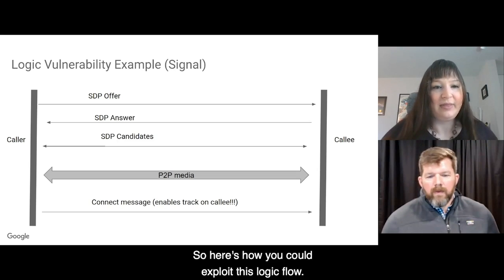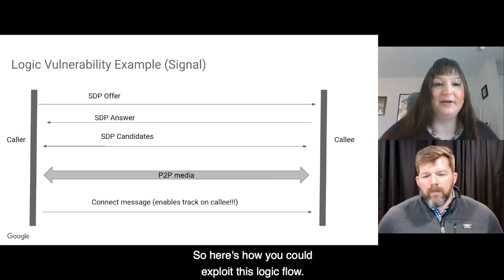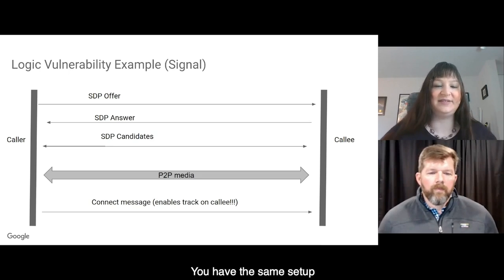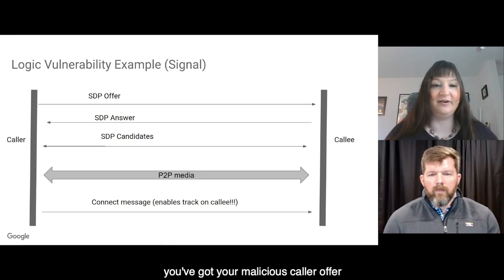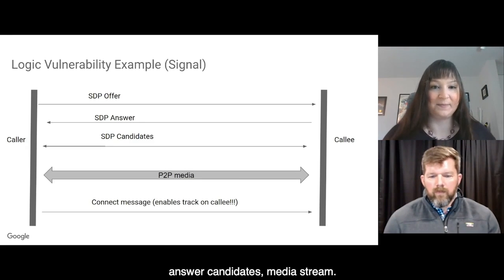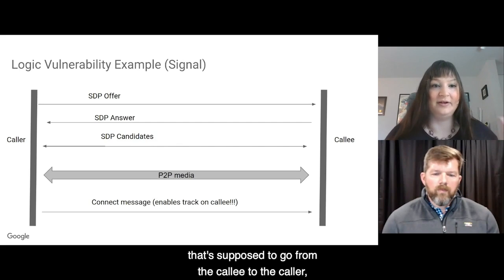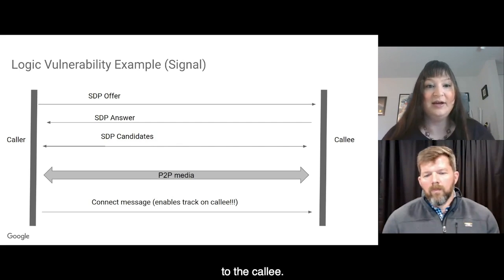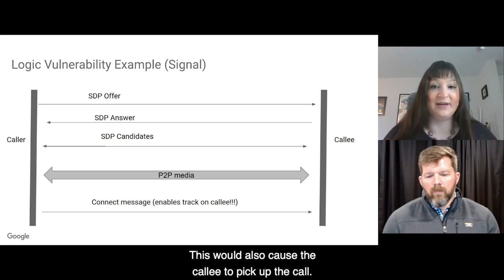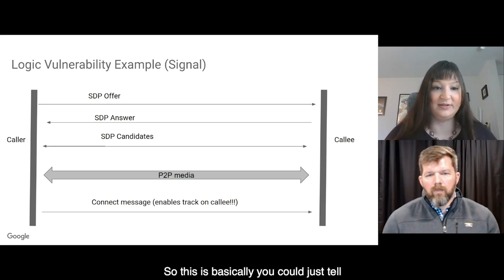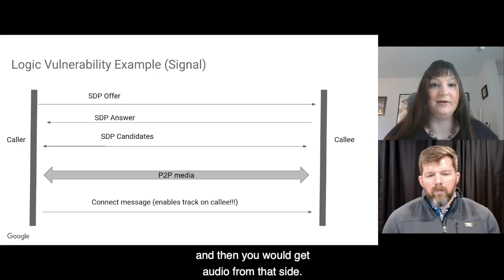So here's how you could exploit this logic flow. You have the same setup. You've got your malicious caller, offer, answer, candidates, media stream. But then if the caller sent that message that's supposed to go from the callee to the caller, it would cause the callee to pick up the call. So you could just tell the other side to pick up the phone, and then you would get audio from that side.